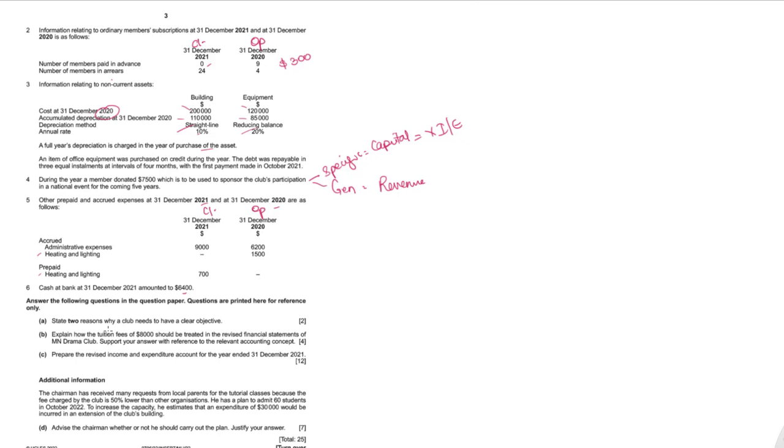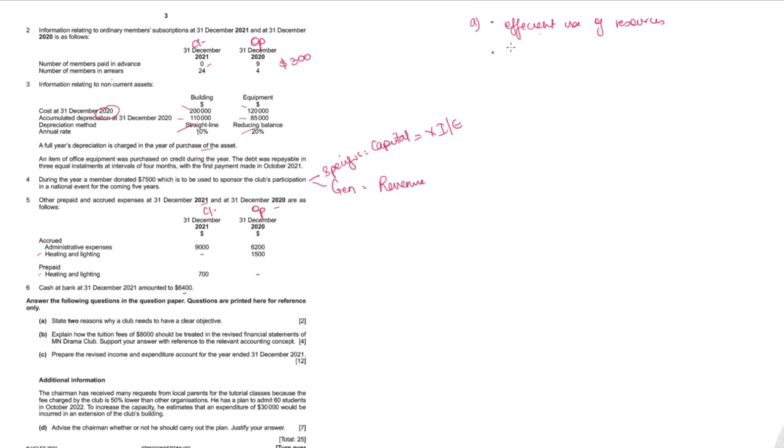Okay. State 2 reasons why a club needs to have a clear objective. There can be many good points that you can write for this. First of all, it helps the club to use the resources efficiently. So, efficient use of resources. The club will also have a constraint on the resources, on the assets they have, on the money they have, on the funds they have. So if the objective is clear, they can work towards that objective and make sure that all the resources are used in an efficient manner.